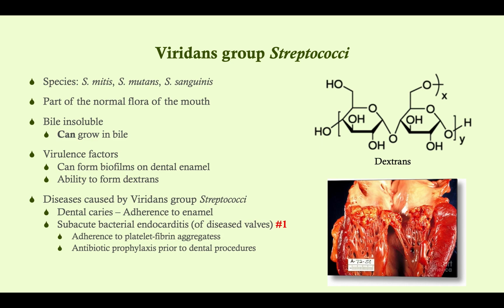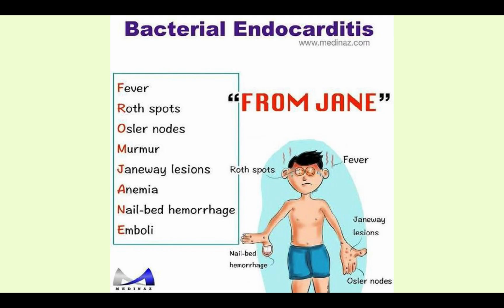Okay, so that's where its ability to form dextrans, which are really just glue for the Viridans strep, comes into play. So the biofilms and the ability to form dextrans. And this is why dentists give antibiotic prophylaxis to patients with specific valvular disorders prior to doing dental work.